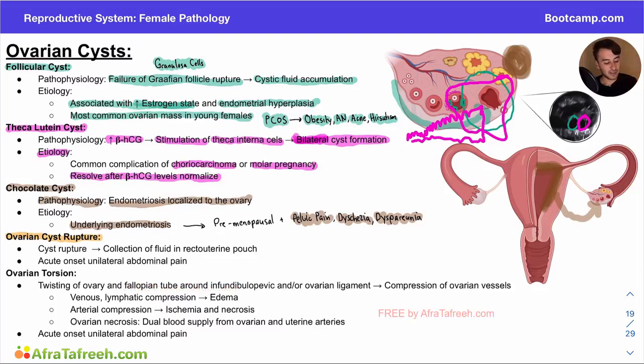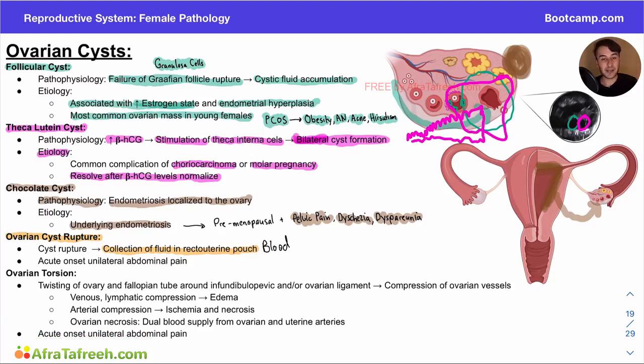And so on an ultrasound you would expect to see a collection of fluid in the rectouterine pouch because that is where adnexal fluid drains to. Now you could also see blood here because when we have rupture of this follicular cyst or this theca lutein cyst, we can have exposure of blood vessels with that rupturing pathology, and they can bleed out a little before hemostasis is obtained.